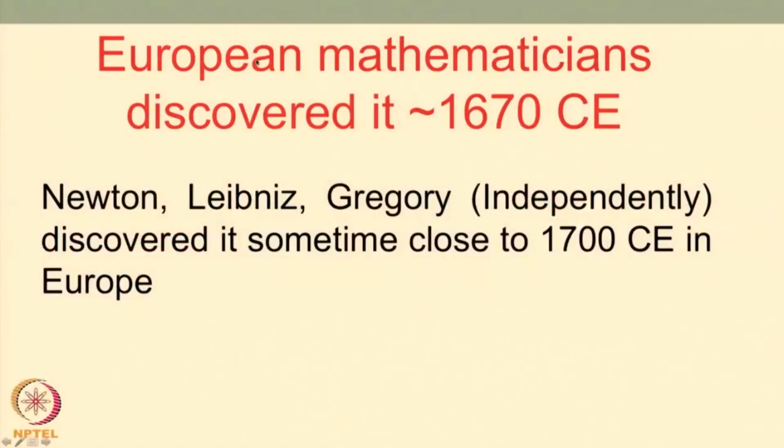Later, about 200 years later, close to 1700 CE, where CE means Common Era, which is the same as AD, European mathematicians discovered it around 1670. Newton, Leibniz, Gregory all worked independently and discovered these series, different series, like the Leibniz series and the Gregory series, but they are all infinite series. Sometime around 1700 CE, in Europe, this was discovered.